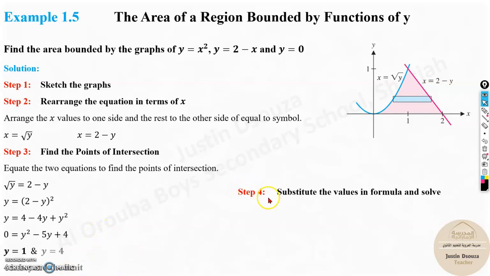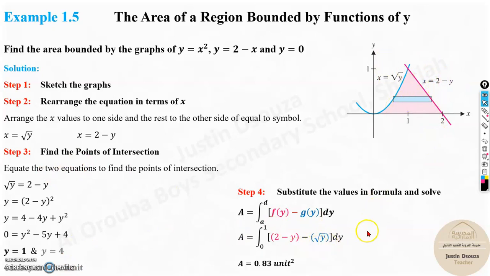Okay. Now, step 4 will be substituting the limits in the formula and solving. We know it can be taken as a, b, or c, d, anything, it's fine. Just that you should know what it means. The lower limit over here is 0. See, this is the base, it starts at 0. Where does it end? At 1. This is the point. So 0 to 1. And what are the functions? The right side function is 2 minus y, minus square root y. Put it in the calculator and directly you'll get the answer. Now you can check the answer with the previous video. It's the same answer. So that is the thing.